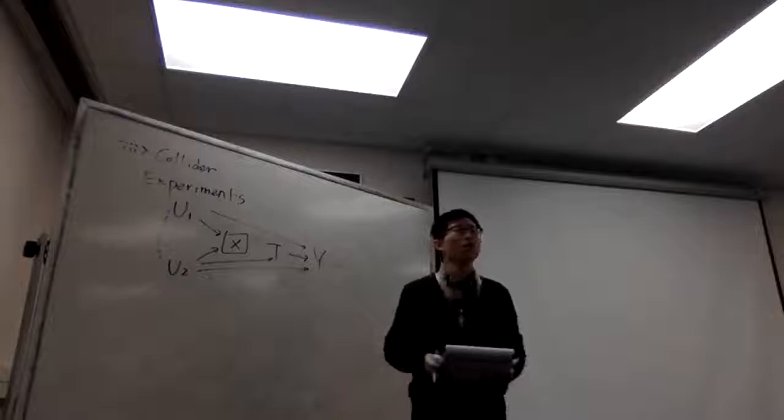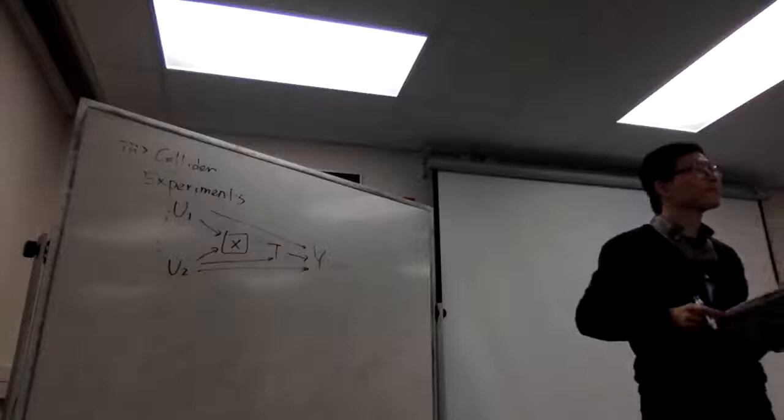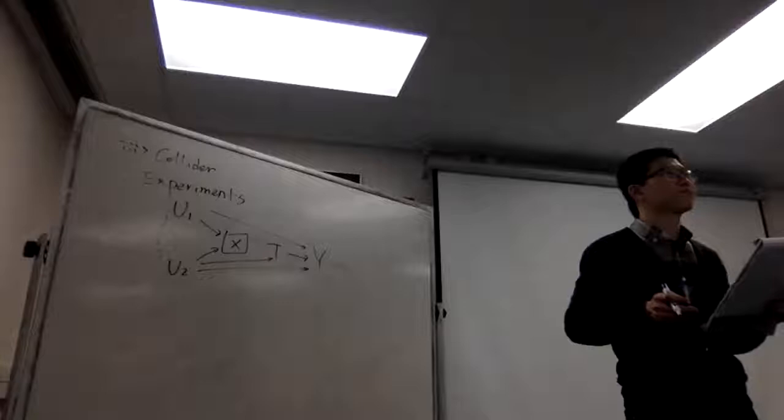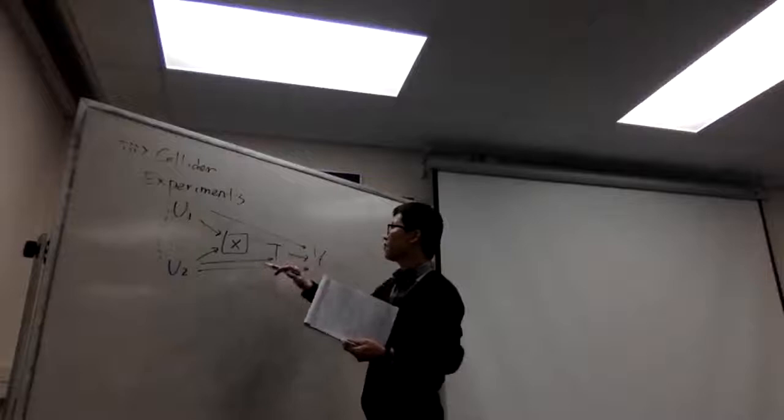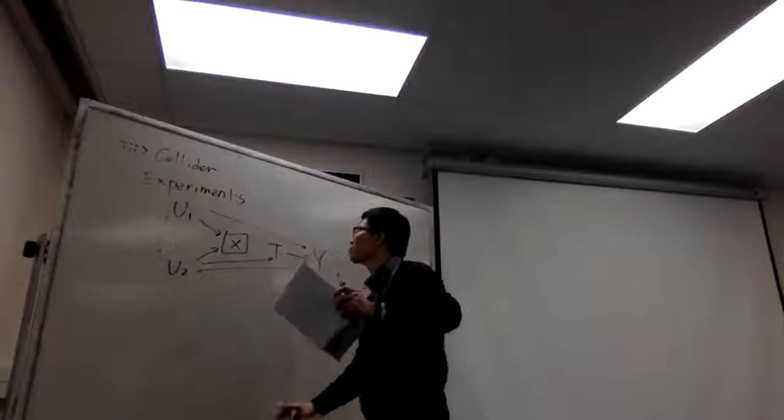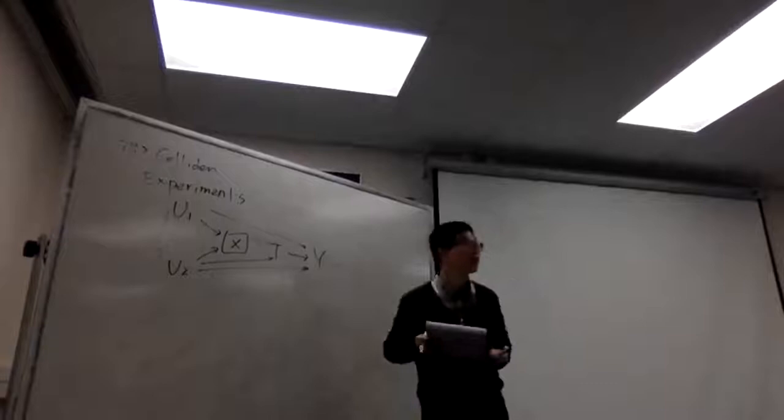So the observed association between T and Y after controlling X is combined: our causal effect plus spurious effect. Right? But if you don't control for it, then... Does that make sense?